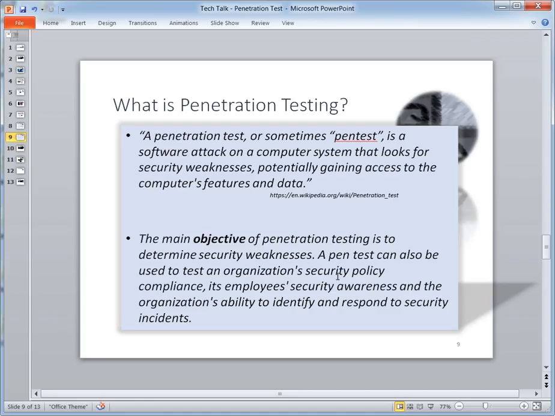Main objective there is to determine security weaknesses, right? Pen test can also be used to test an organizational security policy compliance. It'll check its employees' security awareness and the organization's ability to identify and respond to security incidents. And by the way, a lot of times, keep in mind, hackers aren't always outside.